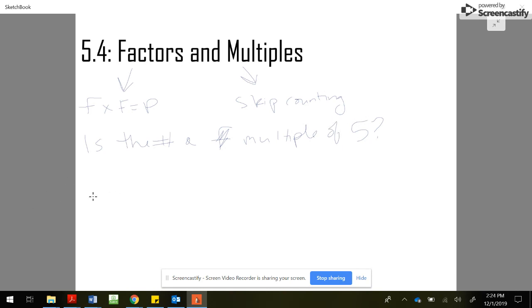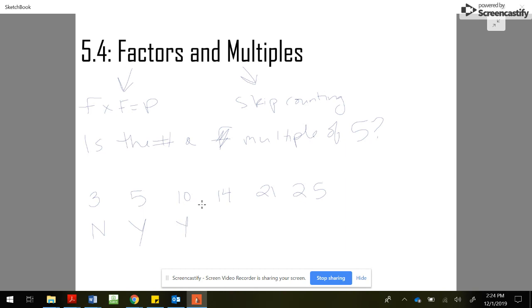So let's do a couple examples. Let's do 3, 5, 10, 14, 21, and 25. Is the number a multiple of 5? If I skip count by 5, will I say the number down below? If I go 5, 10, 15, 20, will I say 3? No. If I skip count by 5s, will I say 5? 5, 10, 15, yep. Will I say 10? 5, 10, yep, so 10 is a multiple.